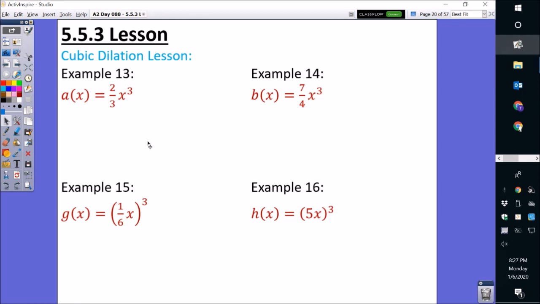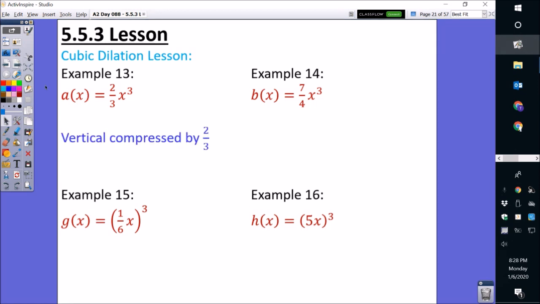Example 13, we have a of x equals 2 over 3 x to the third power. Now, here you don't have any visible parenthesis, but even if you don't have the visible parenthesis, 2 over 3 is basically meaning that it's outside and the front. So let's take a look at the number 2 over 3. Top less than bottom, so the fraction is less than 1. So since it's outside and less than 1, it's going to be vertical compressed by 2 over 3.